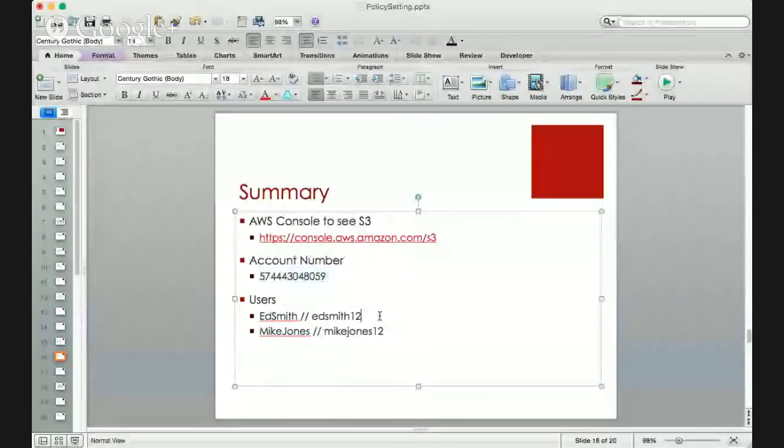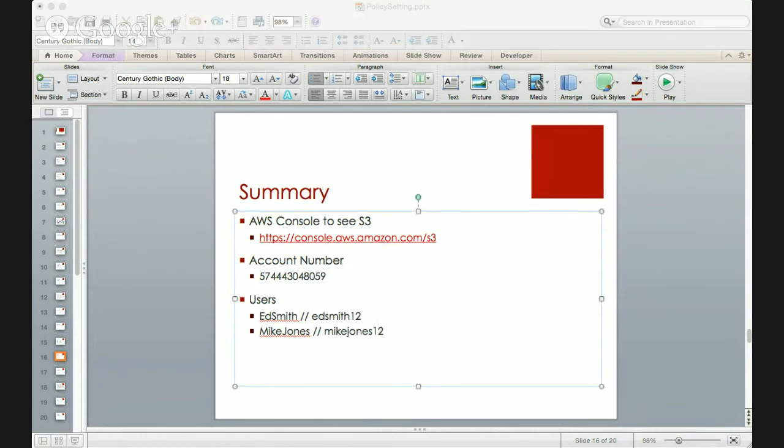Okay. So I'm going to go back to the accounts. The accounts here are Ed Smith 12, or Mike Jones 12. All right. This is teamwork at its finest. Technology working like a team, like a champ, right? Okay, so what you can do is I'm going to come back to my Safari.